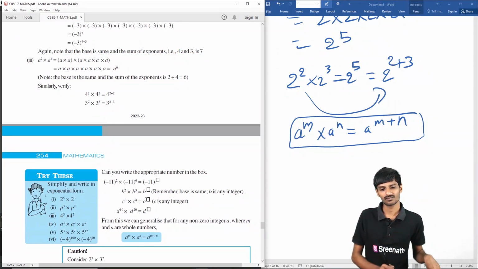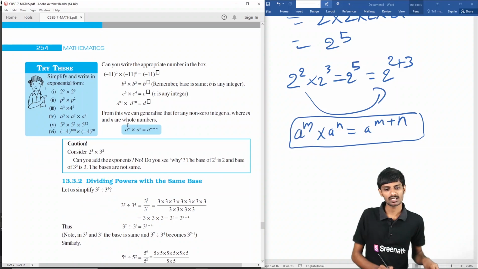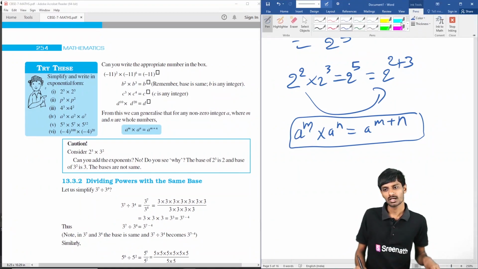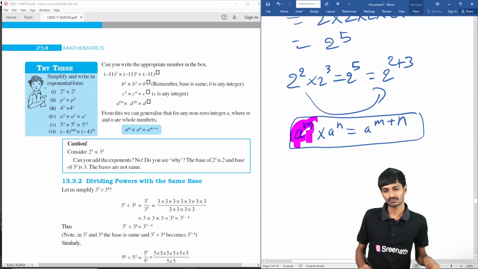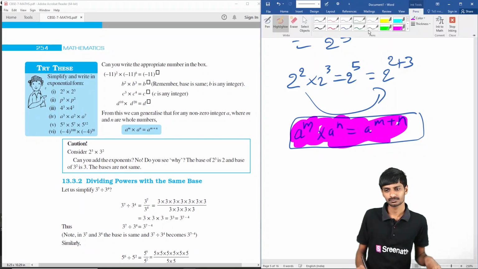That's it, students. Okay. So the formula is a power m into a power n is equal to a power m plus n, which is one of the laws regarding exponents. Okay, students.